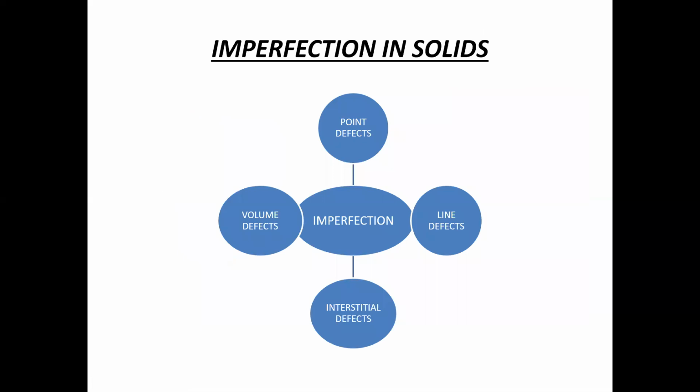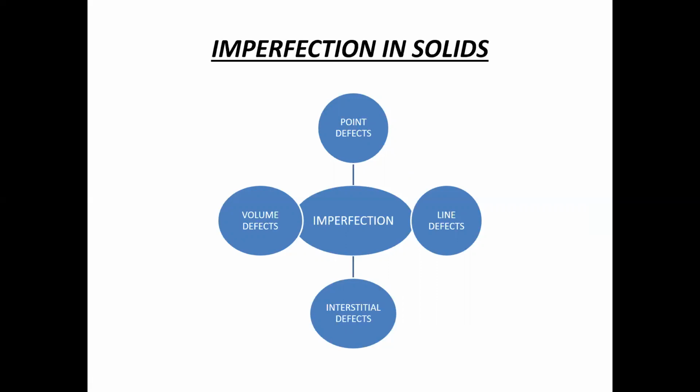Next topic is imperfection in crystals. During the formation of the crystal, some ions are missing, so it creates defects in the crystal. It also changes the physical and chemical properties of the crystal. This imperfection is divided into 4 types: point defects, line defects, interstitial defects, and volume defects.